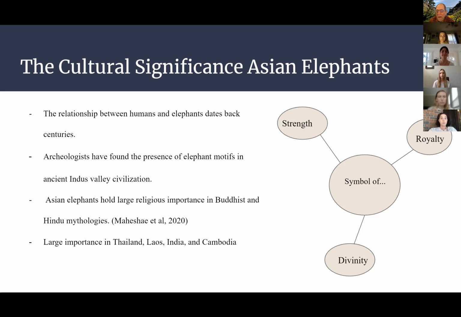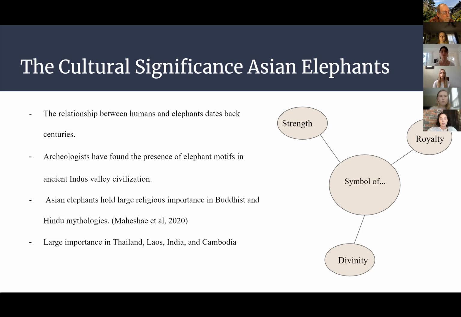So not only are they significant for the ecology of their habitats, there's also a huge connection between humans and elephants, and this relationship goes back centuries. Archaeologists have found evidence of elephant-human relationships all the way back into the Indus Valley civilizations. Signs that there was domestication of Asian elephants going back thousands and thousands of years. There's also large religious importance of Asian elephants. For example, in Buddhist or Hindu mythology, we see examples of elephants used symbolically.